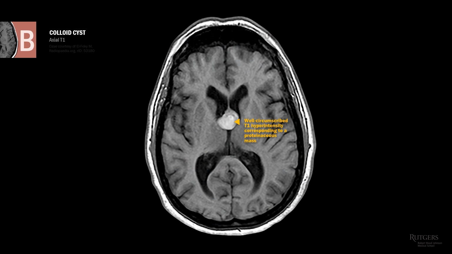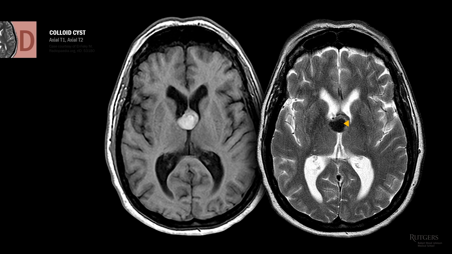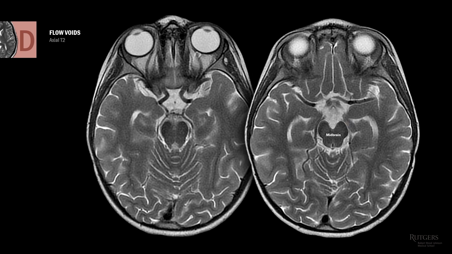That protein-rich colloid cyst we just saw as bright on T1 appears dark on T2. Flowing blood is not imaged, so it creates dark signals called flow voids on T2. These are T2 slices from the same study. Pause the video now and identify all the flow voids on these images.